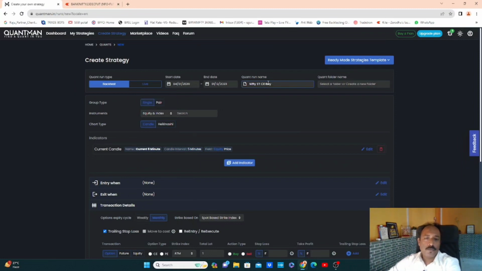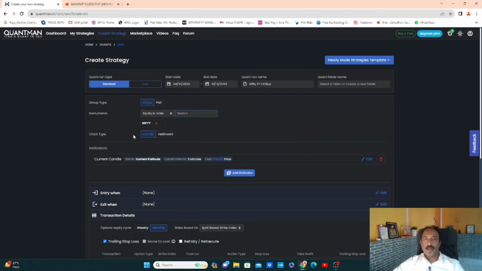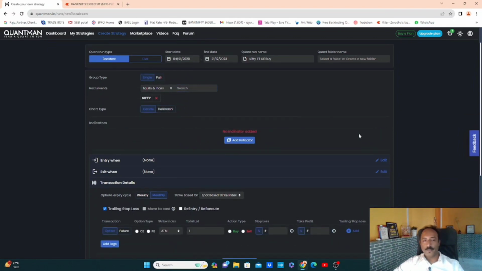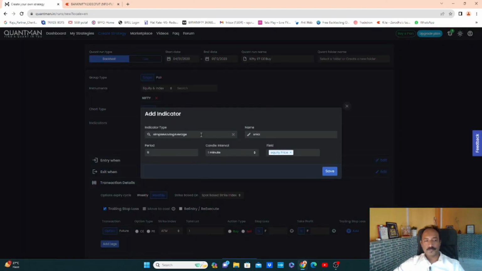What we have to define first is the index, in which index you want to automate. Suppose you want to do it in Nifty, you can type in Nifty here and Nifty will appear. For chart type, you can also choose candle or Heikin-Ashi. Here is the indicator we have to add. I will show you how simply you can add the indicator. You can take different candles. First, you have to define the current candle for the entry condition. So current 5 minutes or 3 minutes, you can choose any minutes you want.